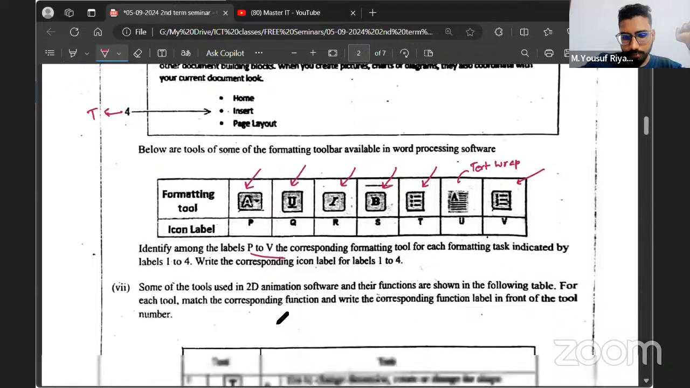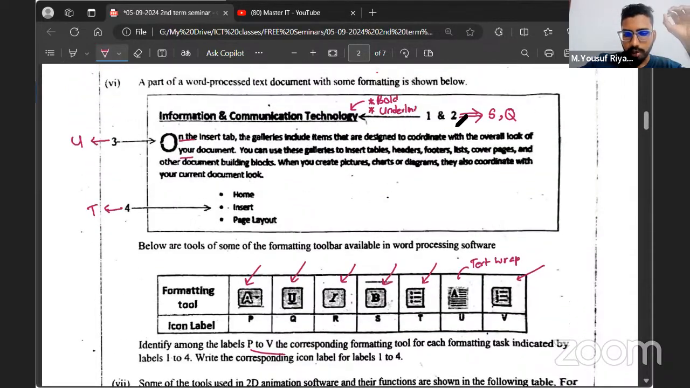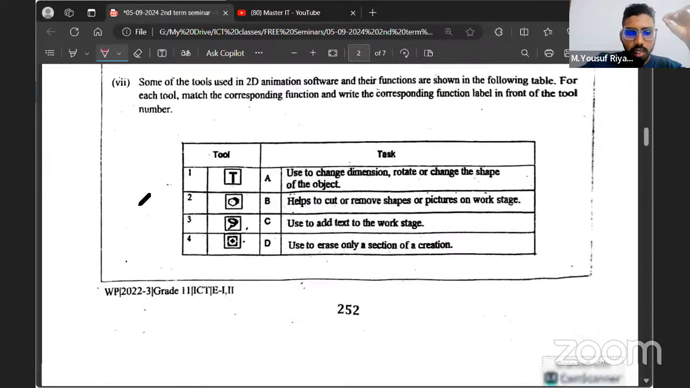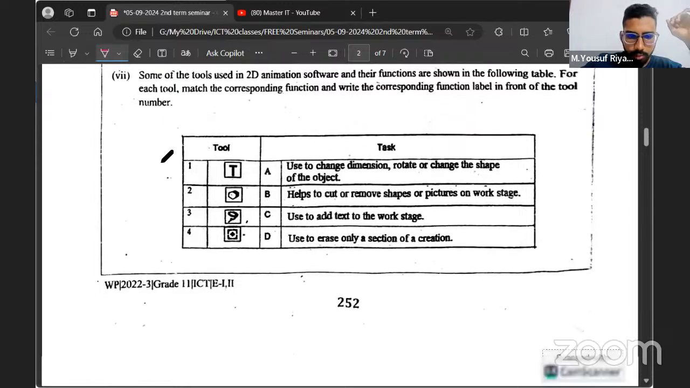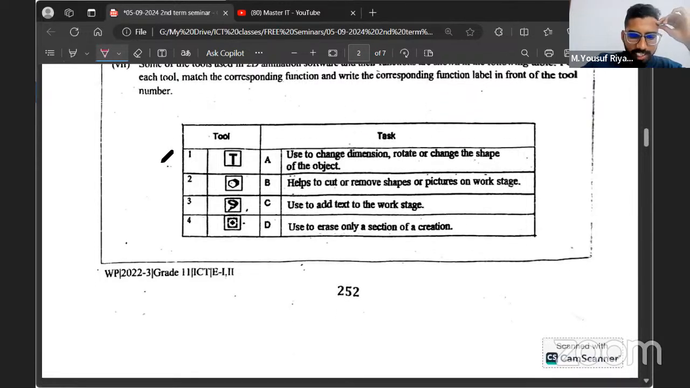Next. So your marks, expectedly: 1 and 2 is Q, 3 is U, 4 is T. Some of the tools used in a 2D animation software and their functions are shown in the following table. For each tool, match the corresponding function, writing the function label in front of the tool number. I think I gave the same question in your semester exams.